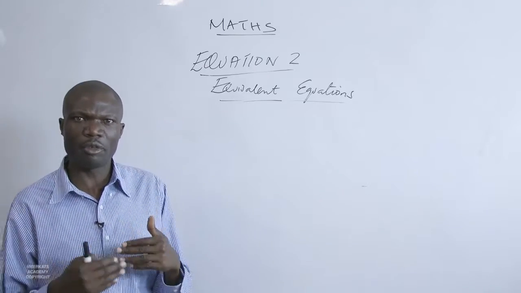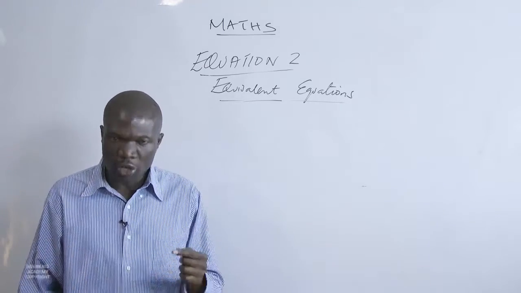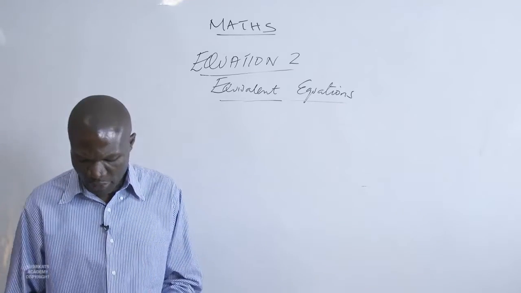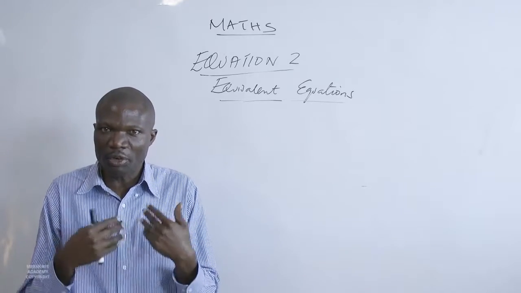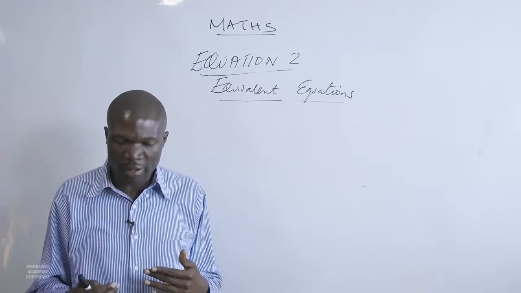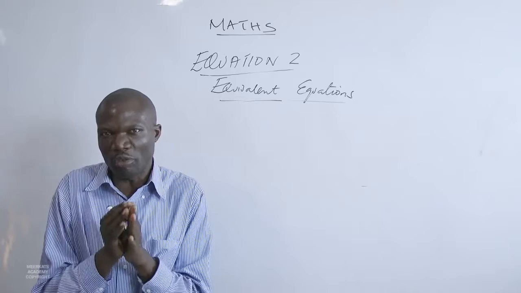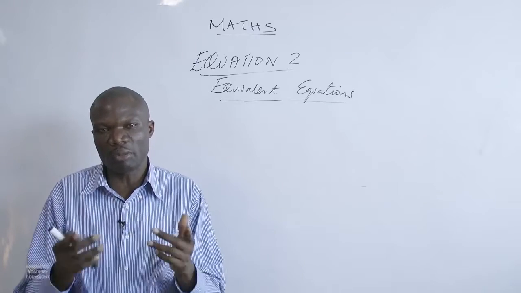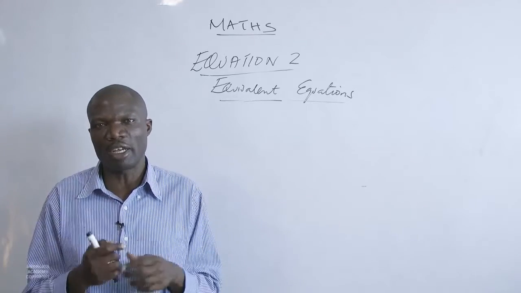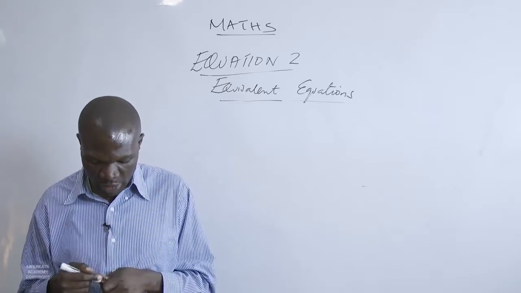So to solve an equation systematically, you should repeatedly find equivalent equations, and when you find the equivalent equation, it will be much simpler to work on it. So for you to solve an equation systematically, you must find equivalent equations. Look at this.